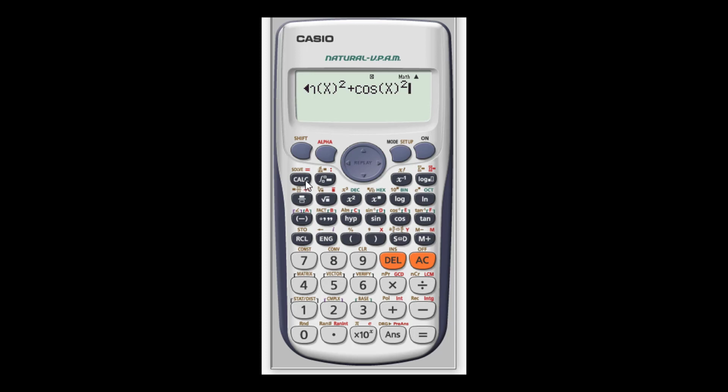Alright, so when I press the CALC key or the calculate key, I can key in any angle of my choice to test this identity. Let's start with, let's say 7, and then press equal to. What do you have? 1. Let's test 79, and then press equal to. What do we have? We still have 1.